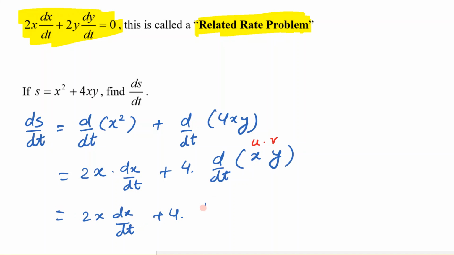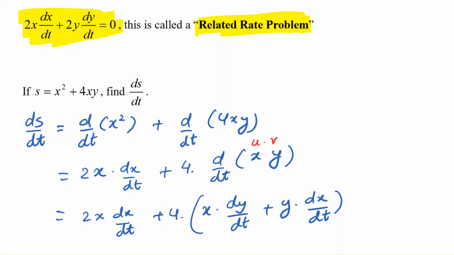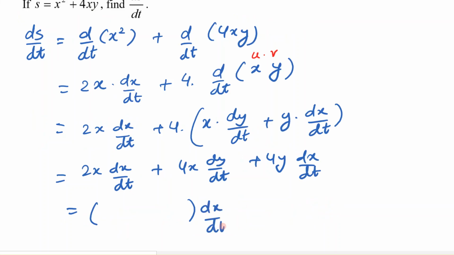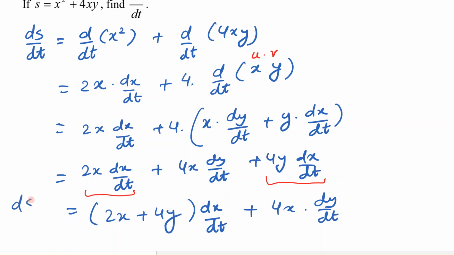So in this case, it would be 2x dx over dt plus 4. So here this is x. So x as it is, derivative of y with respect to t plus y as it is, derivative of x with respect to t. And in the next step, I'm going to combine the dx over dt terms together. So we have two dx over dt terms. So we get 2x plus 4y inside, and dx over dt is our common factor out, and we have 4x times dy over dt, and this is our ds over dt.